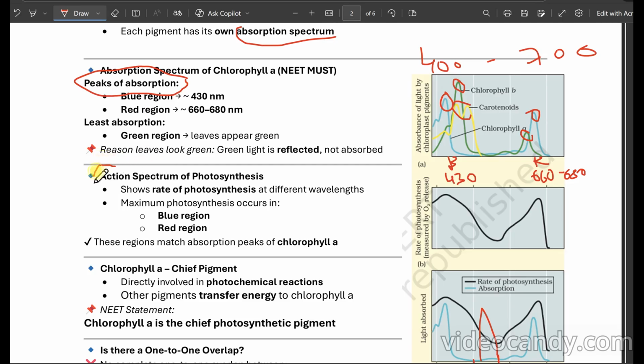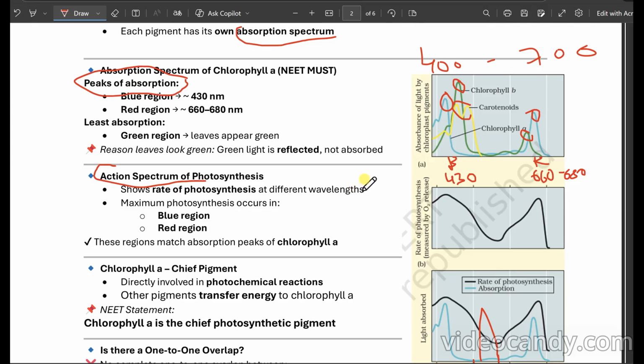दूसरा है एक्शन स्पेक्ट्रम ऑफ फोटोसिंथेसिस. एक्शन स्पेक्ट्रम मतलब ये होता है कौन सा वेवलेंथ में फोटोसिंथेसिस कौन सा रेट में रहता है. It shows the rate of photosynthesis at different wavelengths. ब्लू लाइट का अगर ब्लू लाइट आ रहा है तो फोटोसिंथेसिस कितना ज्यादा रहेगा, कितना बढ़ेगा. रेड लाइट में आ रहा है तो कैसा रहेगा, ज्यादा होगा कम होगा. ग्रीन लाइट आ रहा है तो ज्यादा रहेगा कम होगा. उसको बोलते हैं एक्शन स्पेक्ट्रम ऑफ फोटोसिंथेसिस. So it shows the rate of photosynthesis at different wavelengths.